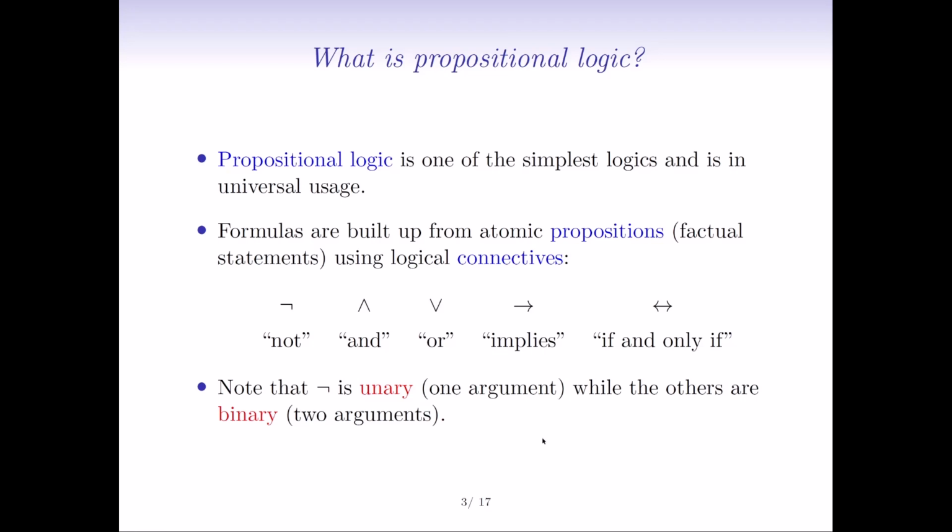As you would expect, negation is unary in that it takes 1 argument. So if A is a formula, then so is not A, whereas all the others are binary, meaning that they take 2 arguments. So for example, A or B, A implies B, A and B, and so on.